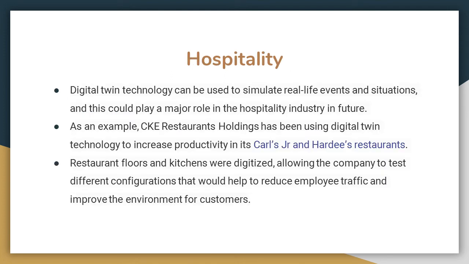Hospitality is another sector where digital twins are being used. Digital twin technology can be used to simulate real life events and situations, and this could play a major role in the hospitality industry in future. As an example, CKE Restaurants Holdings has been using digital twin technology to increase productivity of its Carl's Jr. and Hardee's restaurants. Restaurant floors and kitchens were digitized, allowing the company to test different configurations that would help to reduce employee traffic and improve the environment for the customers.